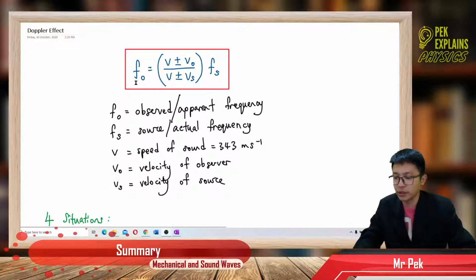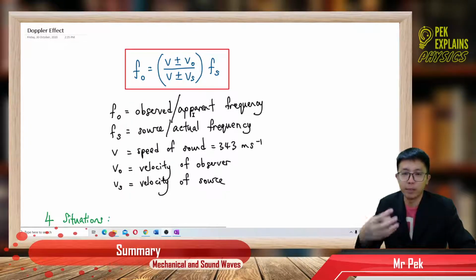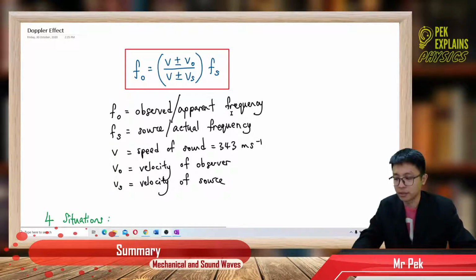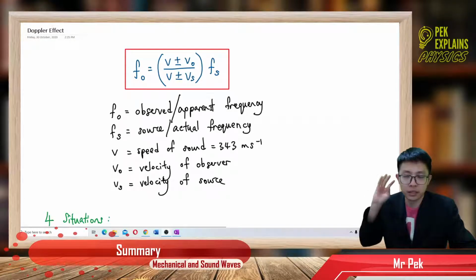The observed frequency, f_o, is equal to (v plus or minus the velocity of the observer) divided by (v plus or minus the velocity of the source), multiplied by the source frequency. f_o is the observed frequency, or we call it the apparent frequency. It has two names, same meaning. And f_s is the source frequency or the actual frequency, the frequency that is actually emitted from the source. The observed frequency is the frequency that is heard by the observer, not the frequency emitted, but the frequency observed by another observer nearby.